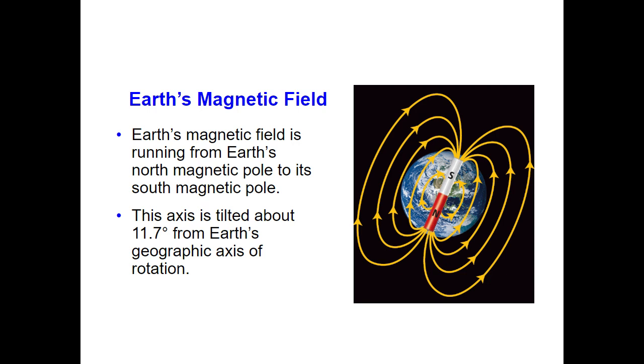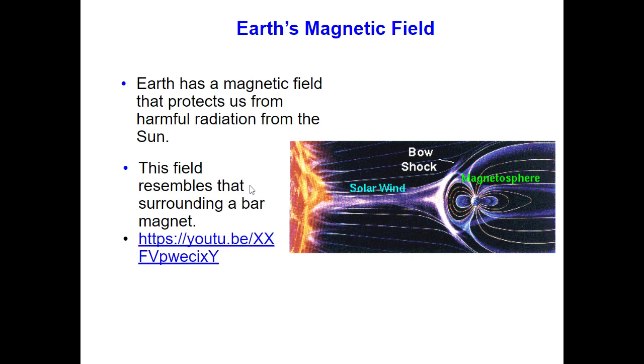The magnetic axis is tilted about 11.7 degrees from Earth's geographical axis of rotation. The magnetic field protects us from solar wind and the harmful radiation of the sun. The atmosphere protects us from objects and part of the radiation, but the magnetosphere makes it possible for us to not get all of the excess radiation from the sun. Being closer to the poles actually gives you more radiation than being further away.